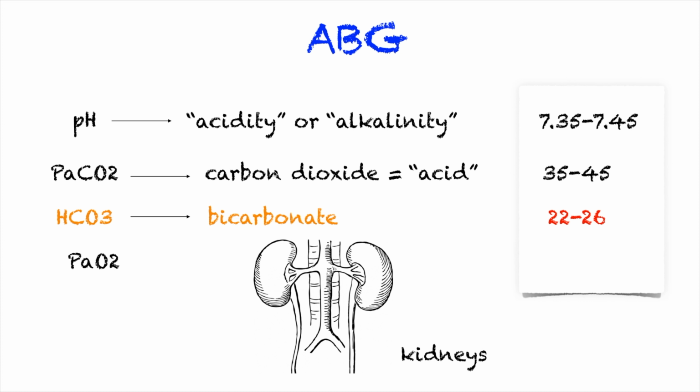Earlier, I mentioned that when you see carbon dioxide, relate that with acid. If you see bicarbonate, think about base. The more bicarbonate you have in your blood, the more basic your blood is. If your bicarbonate is more than 26, your blood tends to be on the basic side. On the other hand, if it's less than 22, that means you don't have enough bicarbonate in your blood, so your blood tends to be on the acidic side.